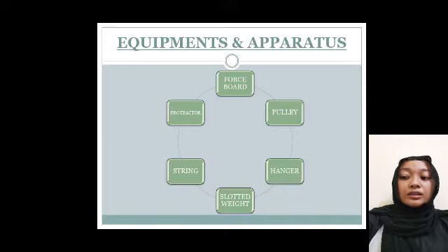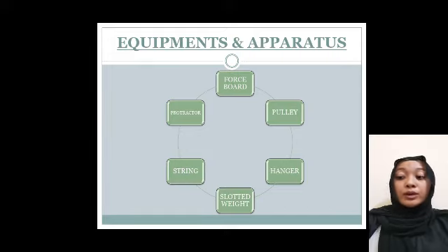The fifth one is string. String is a thin piece of rope or twine which is used to tie, bind or hang other objects. String can be made from a variety of fibers. The last one is the protractor. The function of the protractor is to measure angles; it is an instrument typically made of transparent plastic or metal for measuring angles.